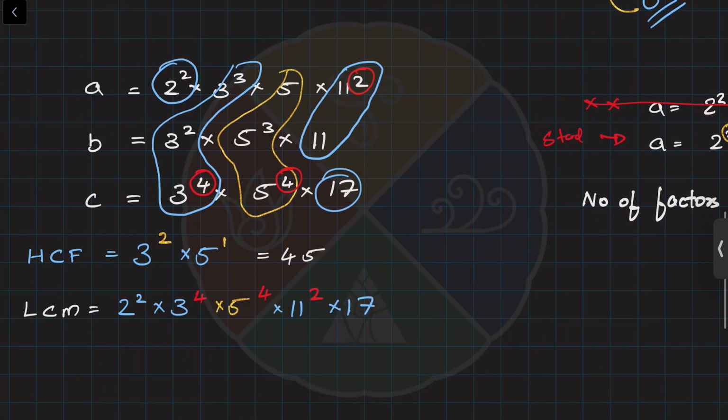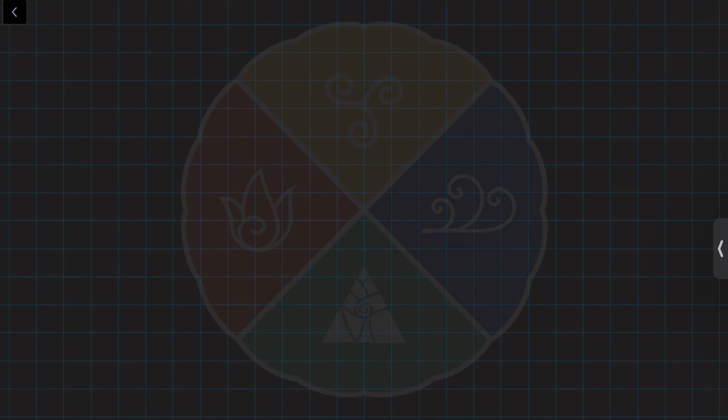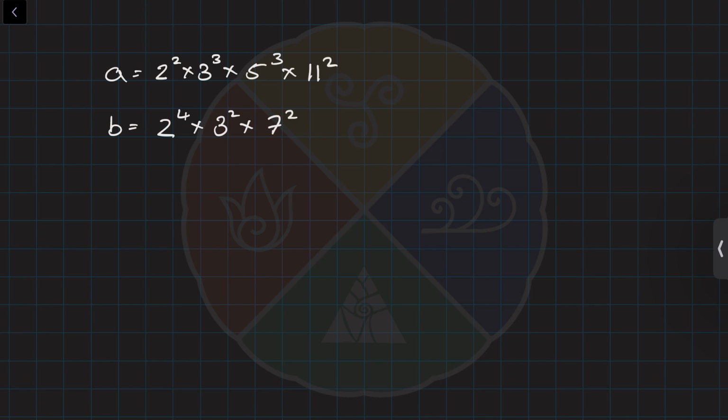I can give you some practice problems. First thing, in the HCF and LCM case, I'm going to give you a practice problem. A is equal to 2 square into 3 cube into 5 cube into 11 square. B is equal to 2 raised to 4 into 3 square into 7 square into 13. C is equal to 2 raised to 5 into 7 cube into 11 cube. I want you guys to find the HCF and LCM of these numbers.